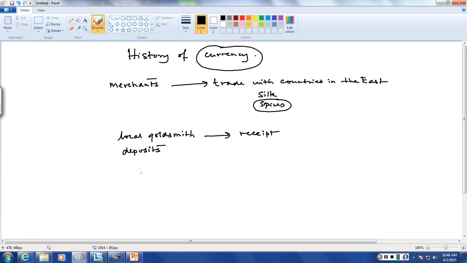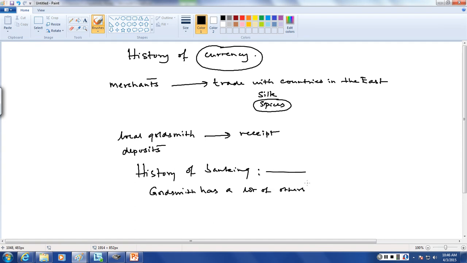Now, what about the history of banking, which is very closely tied to the history of paper money? Let's now go back to Europe to the goldsmith. This goldsmith has a lot of other people's gold. Correct?